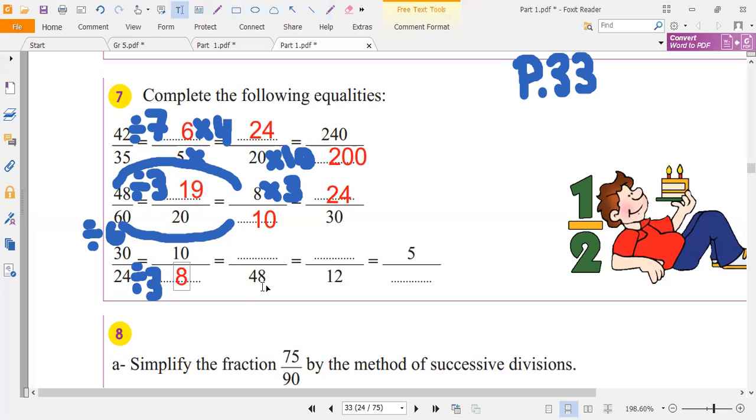Now 8 how becomes 48? 8 times 6. So we multiply the fraction by 6. So here we multiply 10 by 6 and we get 60. So 10 times 6 is equal to 60.